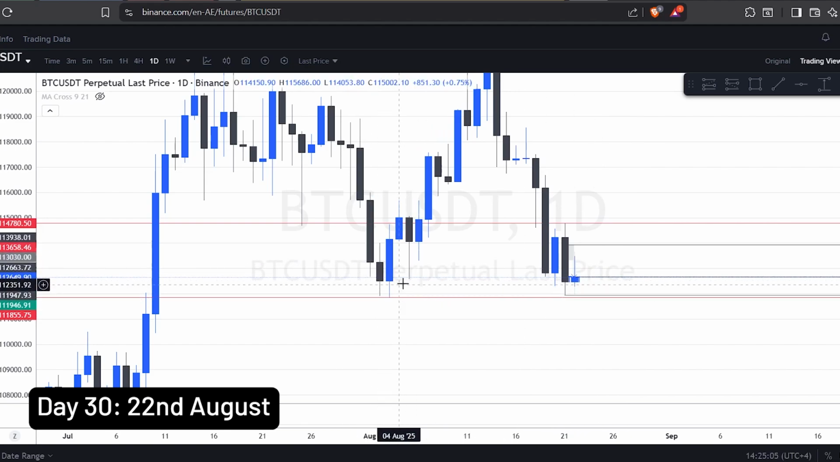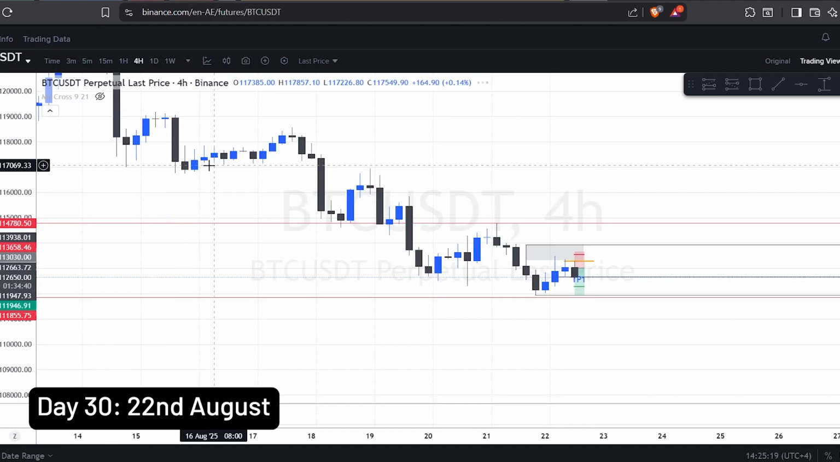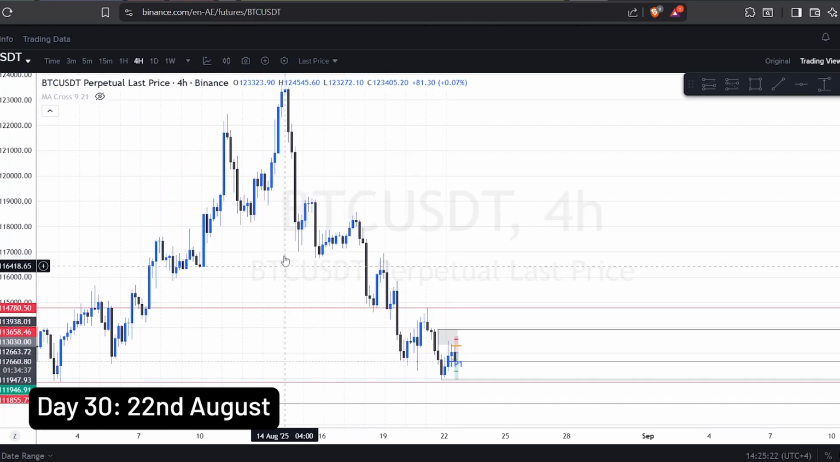I'm 99% sure that it will reach this key area. At least it will see this liquidity and may reverse back, otherwise the price will just go down. Let's go to the 4 hour chart. After that, I went to the 4 hour time frame, and we can clearly see that it is in a downtrend.